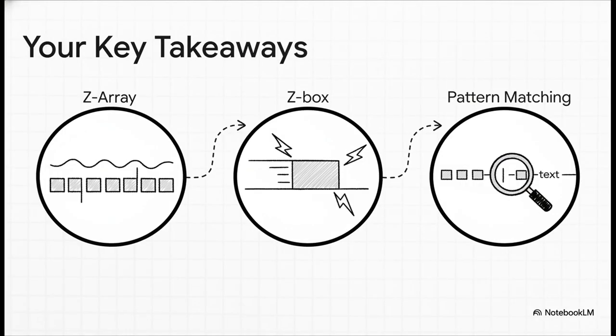So let's just tie this all together. What are the big takeaways? First, at the heart of everything is the Z-array, that simple but powerful map of prefix matches. Second, the sliding Z-box is the crucial optimization that lets us build that array in super fast linear time by not redoing work. And finally, that pattern plus separator plus text trick lets us use this whole mechanism to make pattern matching incredibly simple and fast.